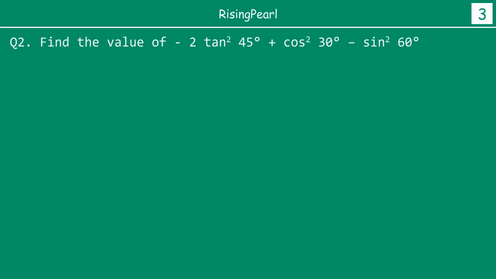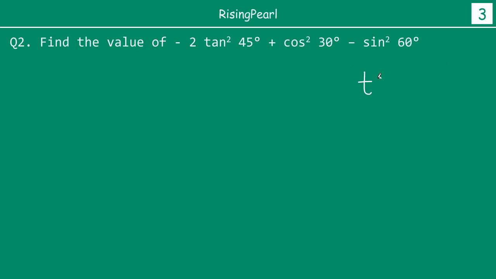Let's look at some of the other types of questions. So here again another expression is given. Find the value of, this time this is the expression given. So the difference between the last and this expression is that here some of the terms have a square on it. So for example tan square 45. So one important thing, again this is like a rough area.